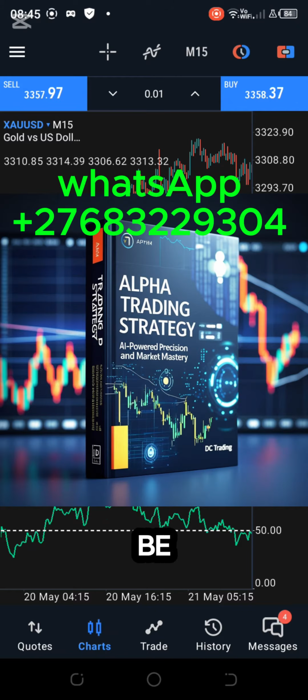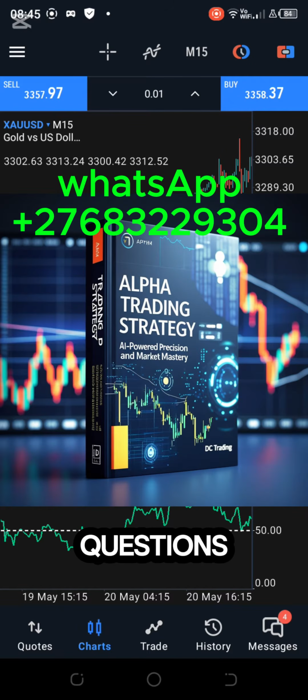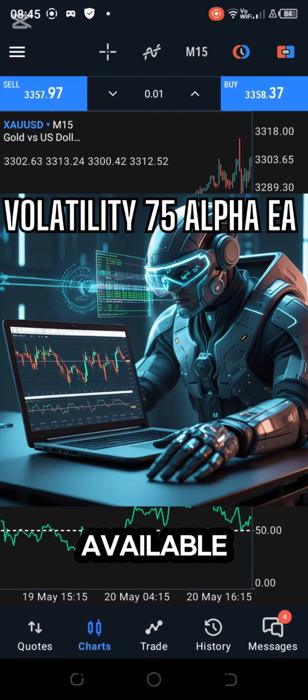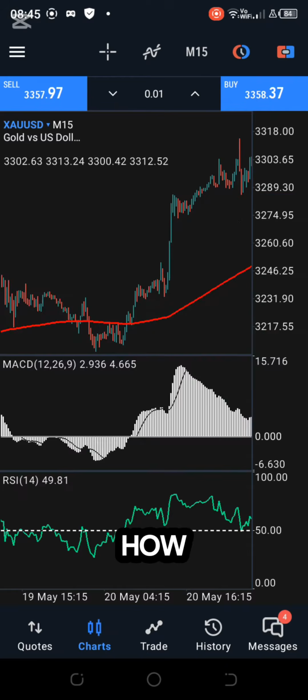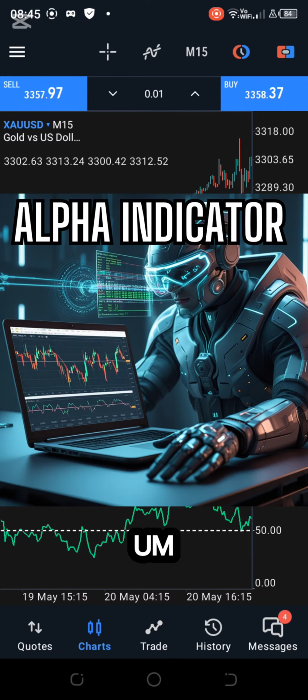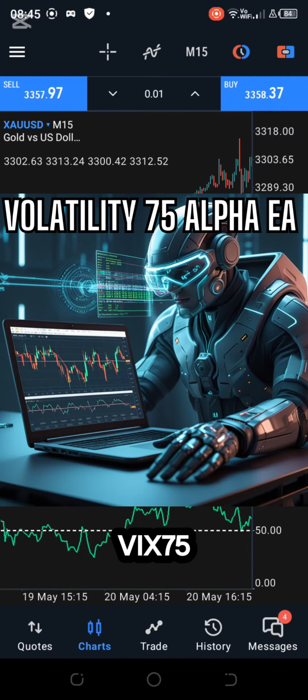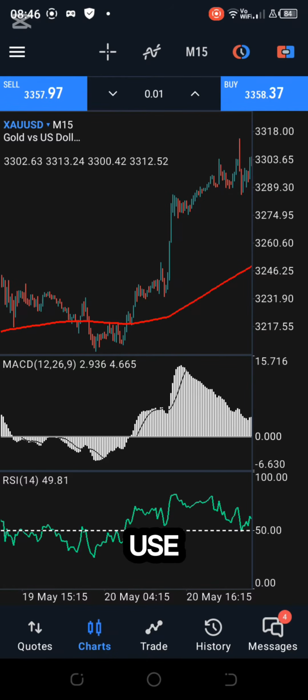So like what I said, it can be used on a mobile phone. It can also be used on a PC. So I've answered a lot of questions there. So the trading robot is now available, the indicator is now available. I'm going to do a separate video where I'll show you how to use the indicator. For now, we only have the VIX 75 Alpha EA. The trading robot is now available on our website as well. So let's quickly look at how we're going to use this particular strategy.